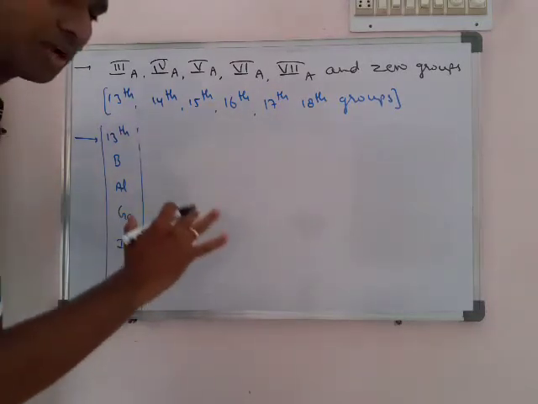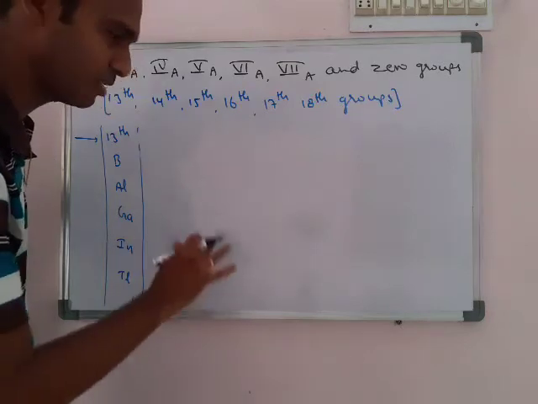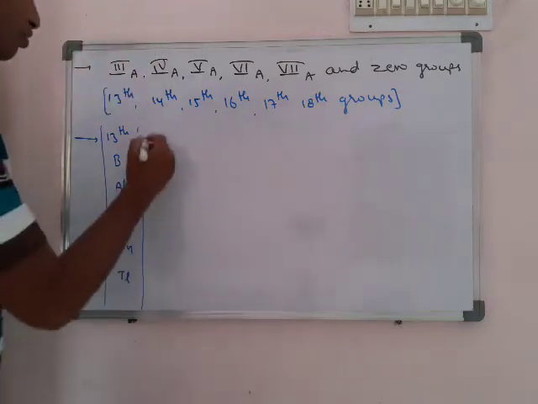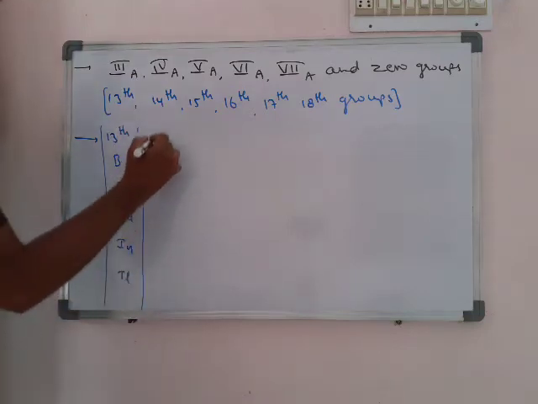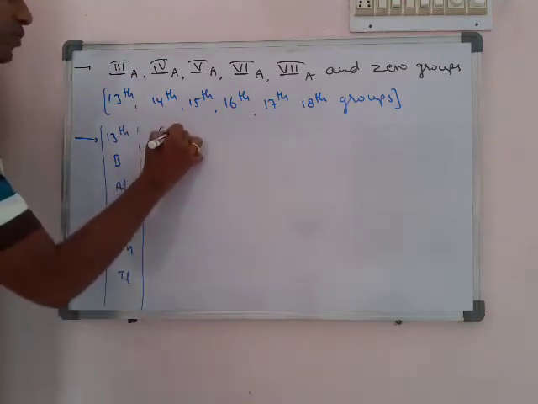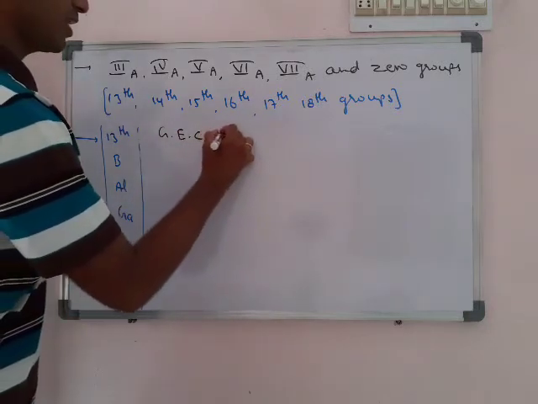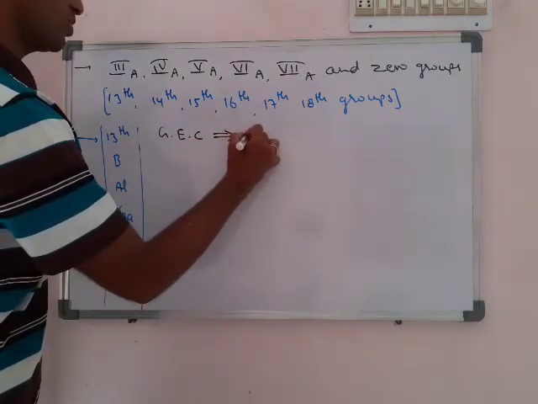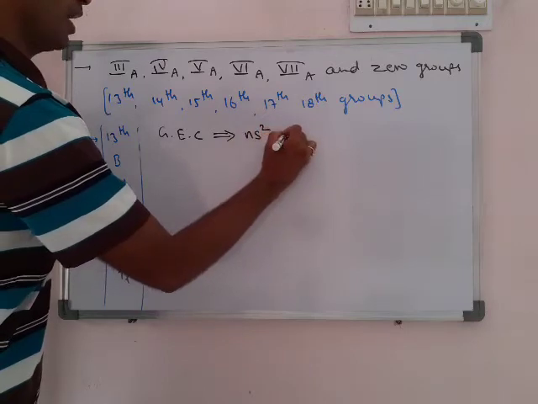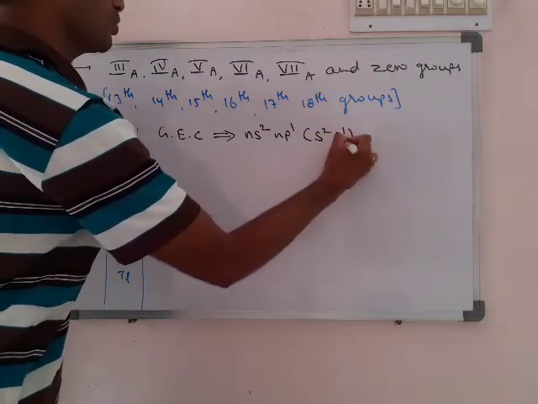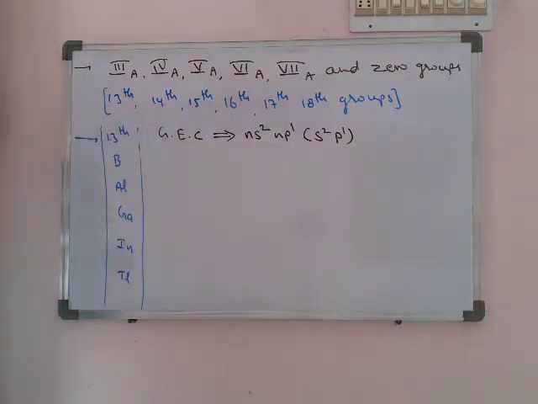So you have to write the configuration at the right side. Okay, I have removed it, but you keep it as it is. So on this configuration, therefore the general valence electronic configuration of this we can write as ns2 np1, or nowadays in books it is given as s2p1.